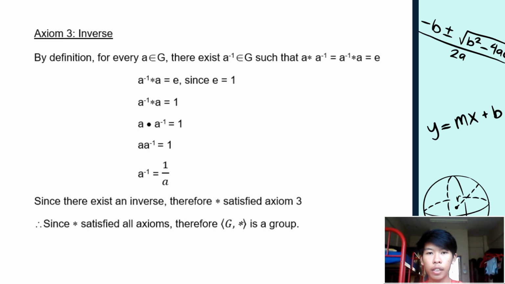A dot A inverse equals 1. A inverse equals 1. We move A to the right hand side and it becomes A inverse equals 1 over A. Since there exists an inverse, therefore the binary operation satisfies axiom 3. Since the binary operation satisfies all axioms, therefore G star is a group.